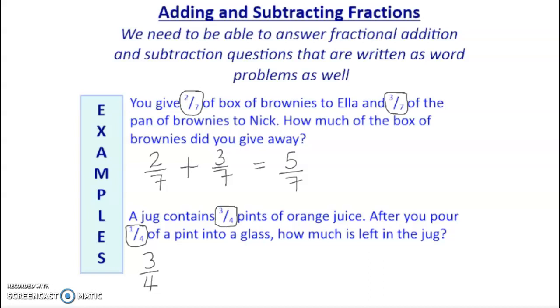What am I doing with that orange juice? It says after you pour 1/4 of a pint into a glass. So think about it. If I'm pouring that orange juice away into the glass, what's happening to the orange juice in the jug? Am I adding to it? No, I'm not, am I? I'm taking it away. I'm taking away that glass of orange juice. So I'm taking away 1/4 of a pint.